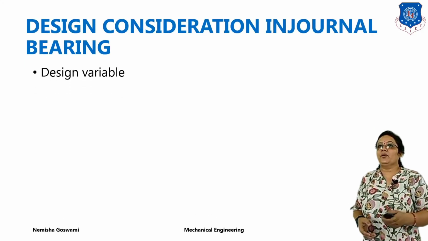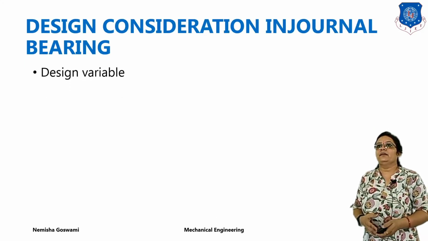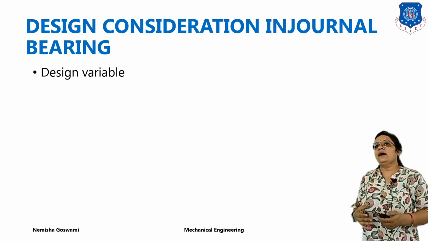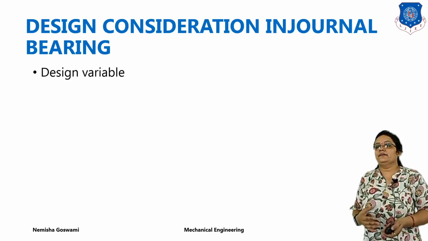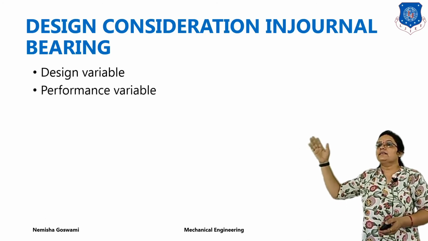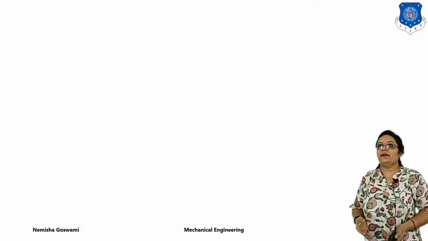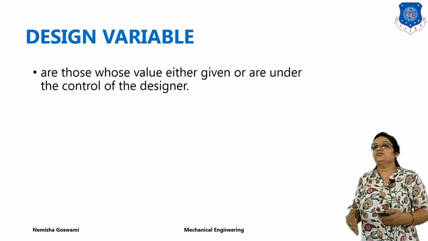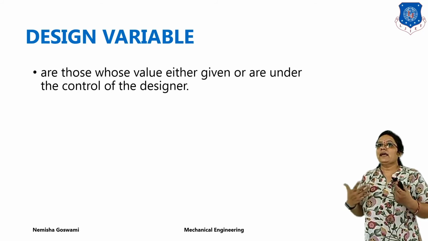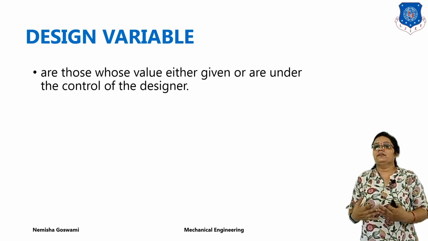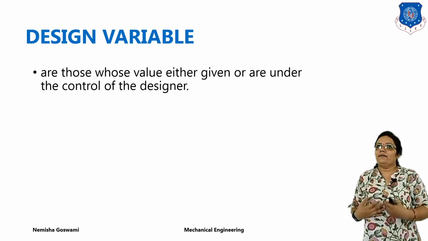One important topic remains: design considerations in a general bearing. There are two types of design considerations. The first is design variables, and the second is performance variables. What are design variables? Design variables are those values which are either given or are under the control of the designer.